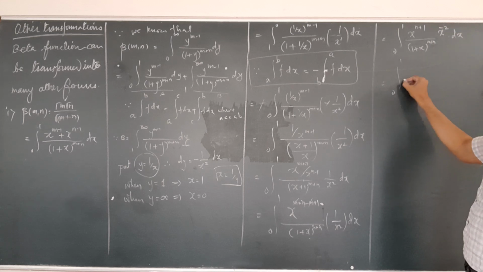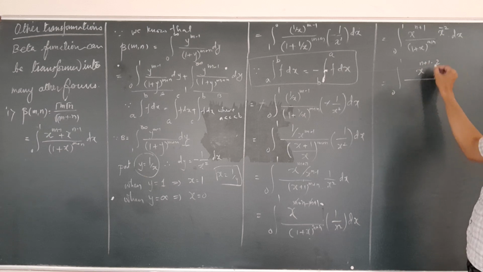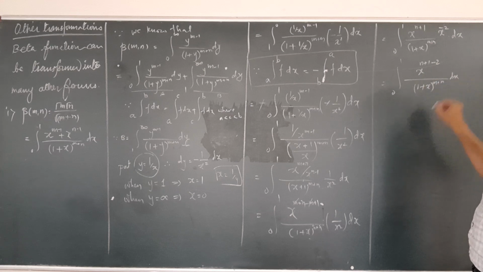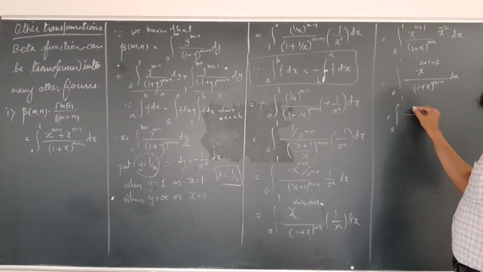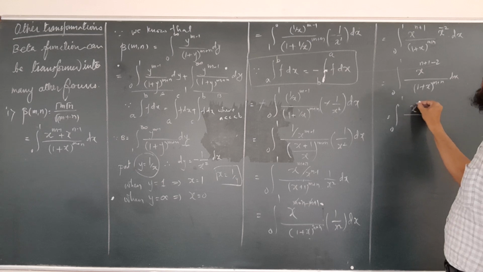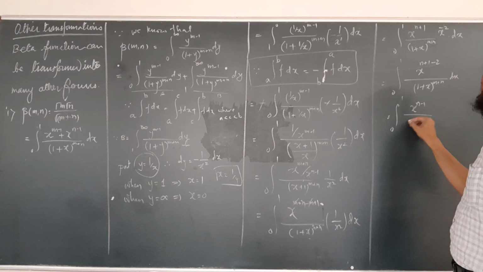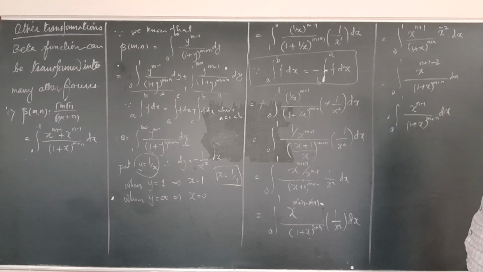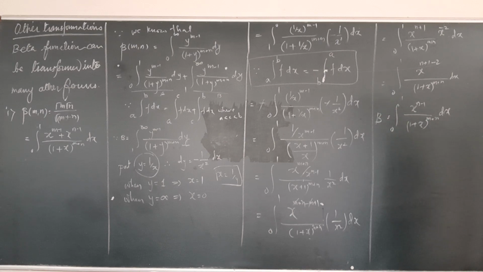We will get integration from 0 to 1 x raised to n plus 1 minus 2 and 1 plus x raised to m plus n dx, which will give us integration from 0 to 1 x raised to n minus 1 and 1 plus x raised to m plus n dx. Correct? And we have the value of b.